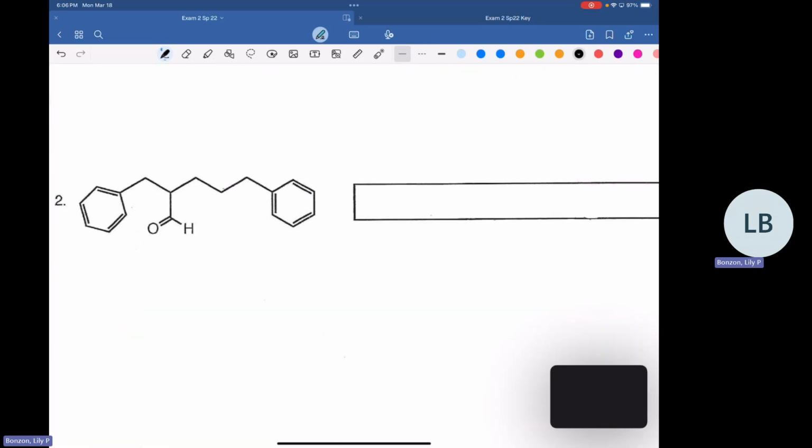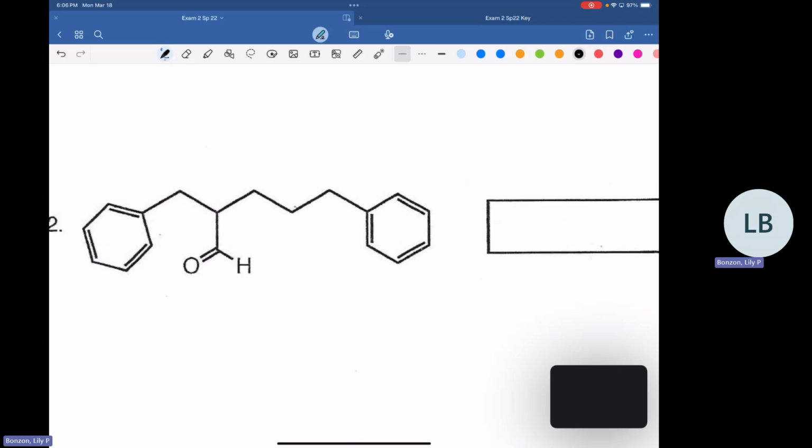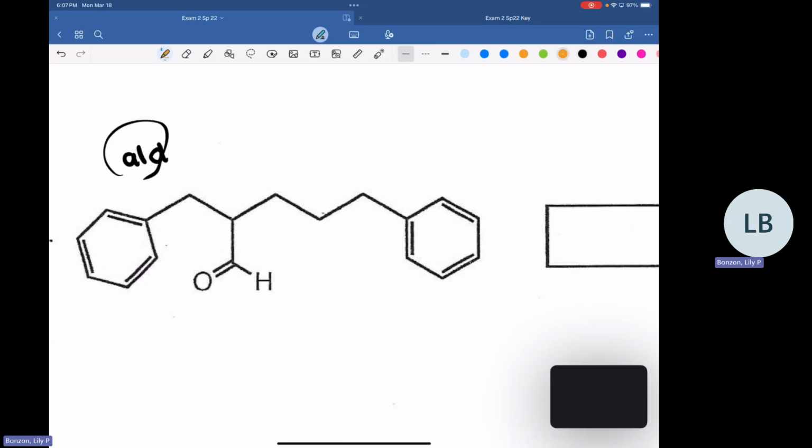Moving on to the second question, we've got a couple of benzene rings and we've got an aldehyde right here. And so remember, going back to our priority, aldehyde is going to win. So we're going to start numbering from this aldehyde carbon. So this is going to be 1, 2, and we want to get the longest chain possible. We could go to the left and get 3. That would be less than going to the right. So we got 1, 2, 3, 4, 5.